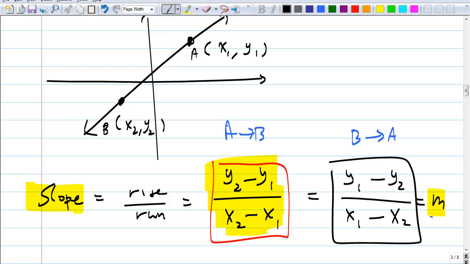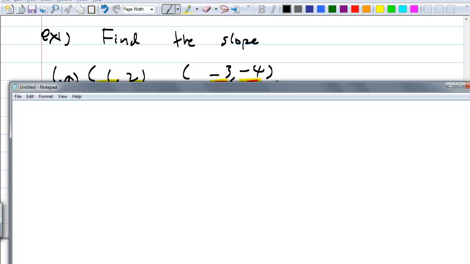Let's do some examples now. Here is the kind of question you will get on your homework tonight. It says, find the slope, and they give you 2 points. Instead of giving you the graph, they give you 2 points. Once they give you the graph, it's easy. You just pick 2 points and count how much you have to go up and right or left. But once they give you 2 points, you just use the formula.